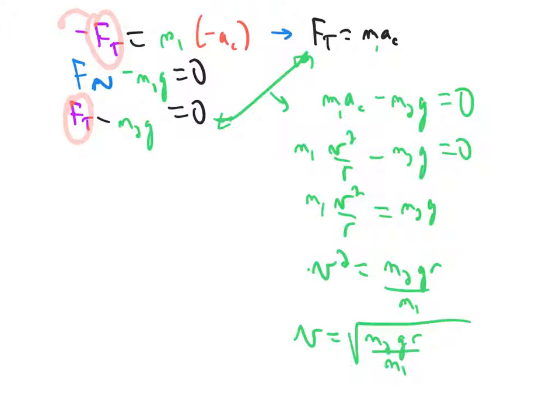Or in terms of the way they wrote their problem, just going back to the symbols that Walker had, we have a hanging mass capital M times gr over lowercase m, all square rooted.